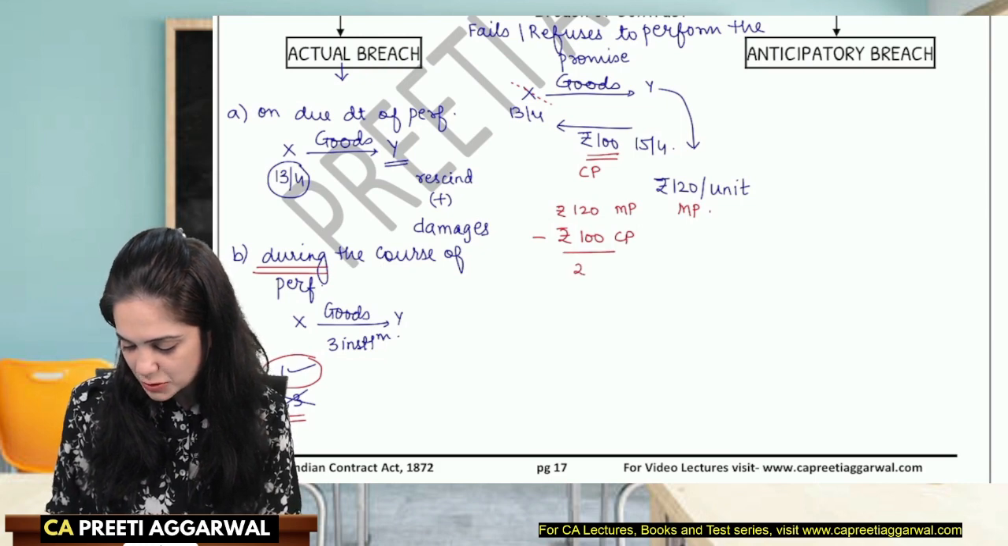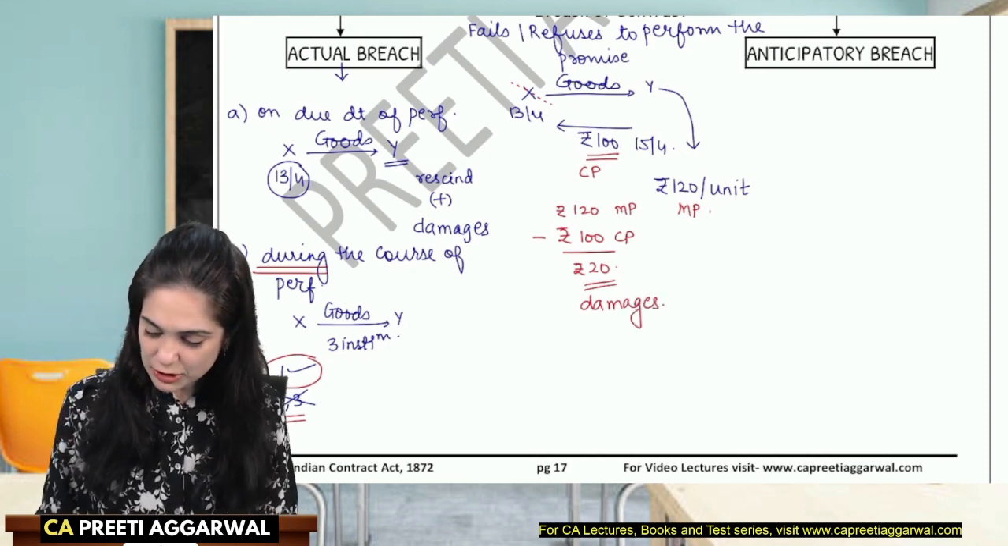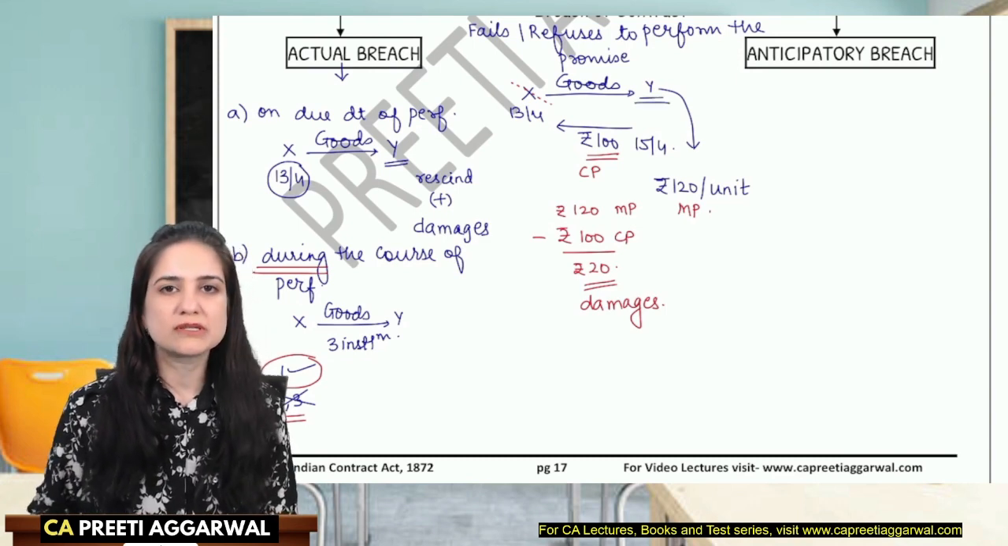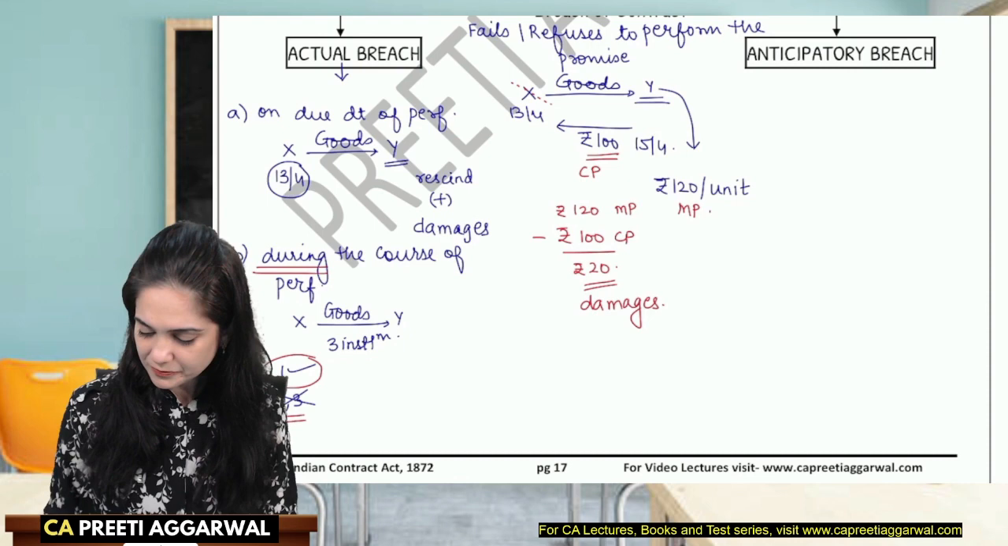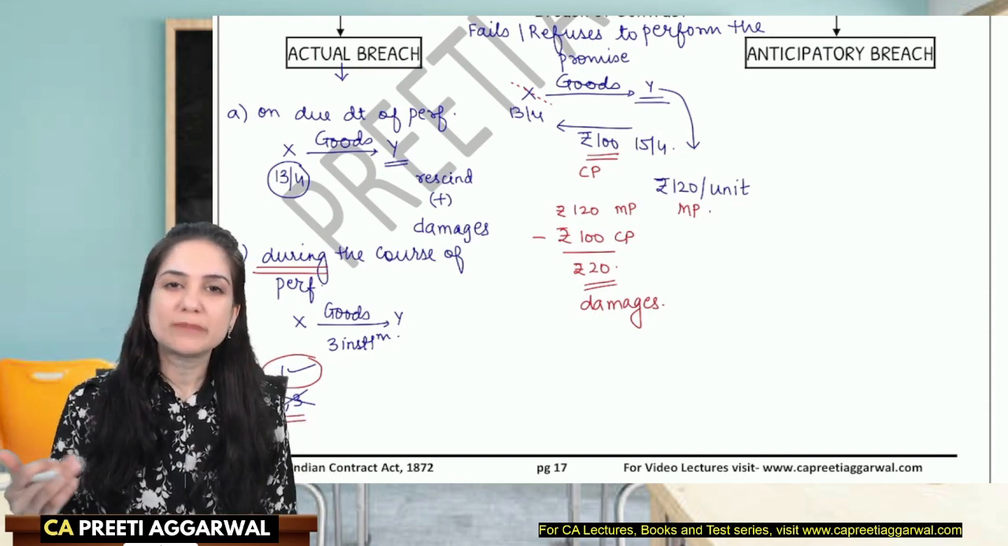I am paying 20 rupees more. These are the damages which he can claim from X. Similarly, what about Y? What if Y commits a breach of contract? He refuses or fails to make the payment. Sorry, he refuses to buy the goods. He refuses to purchase the goods.